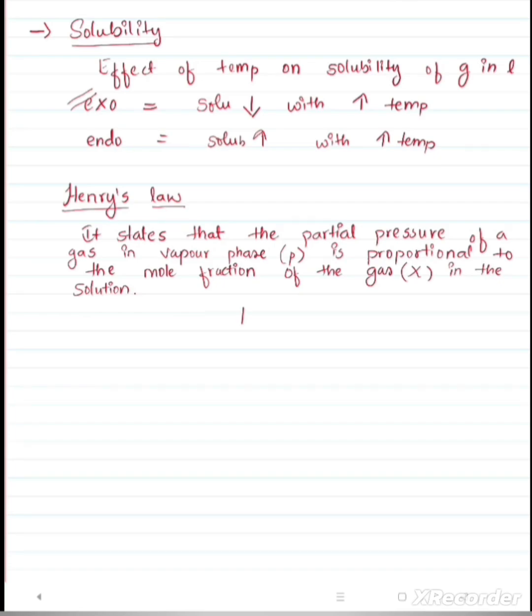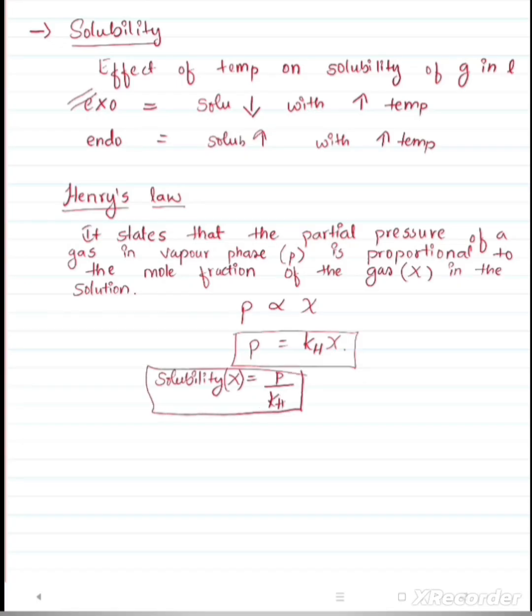Mathematically, partial pressure is directly proportional to mole fraction. If we remove the proportionality, we get partial pressure is equal to KH, that is Henry's constant, into mole fraction. This one you should remember. They may ask numerical problems, calculate solubility by giving pressure and Henry's constant. At that time solubility, that is chi, is equal to P by KH. Questions they may ask from this also.